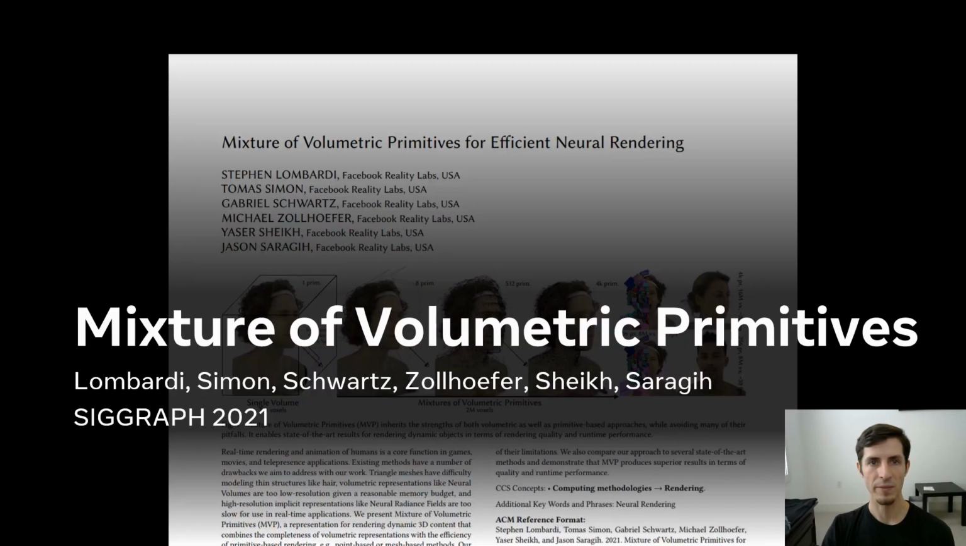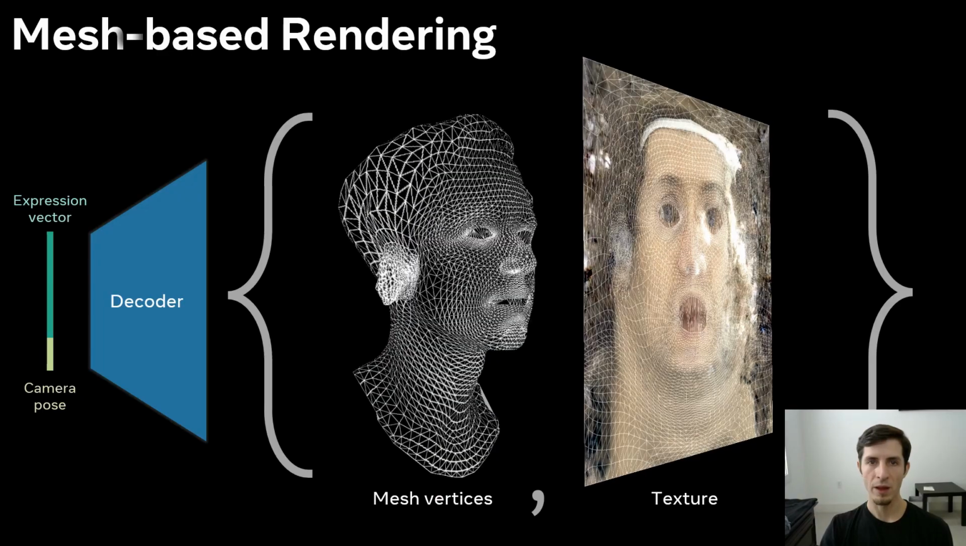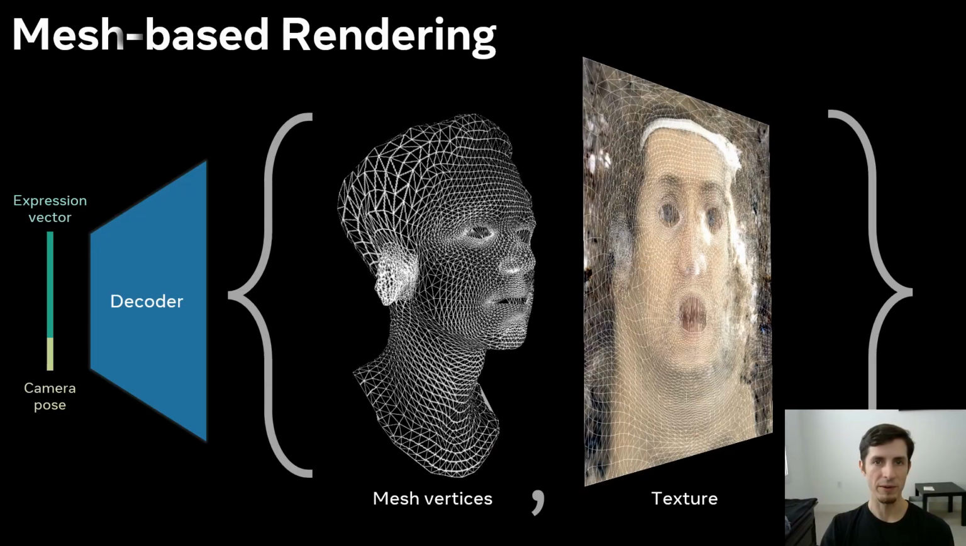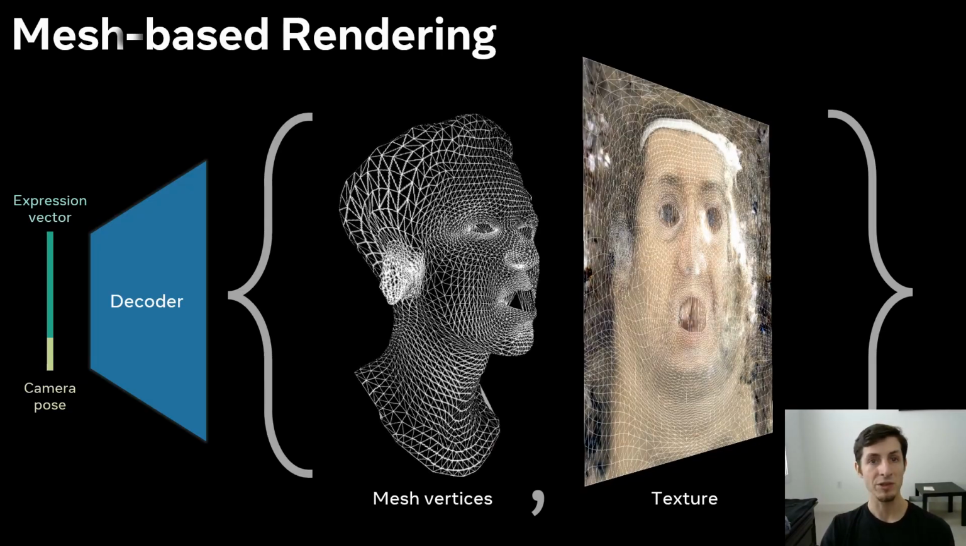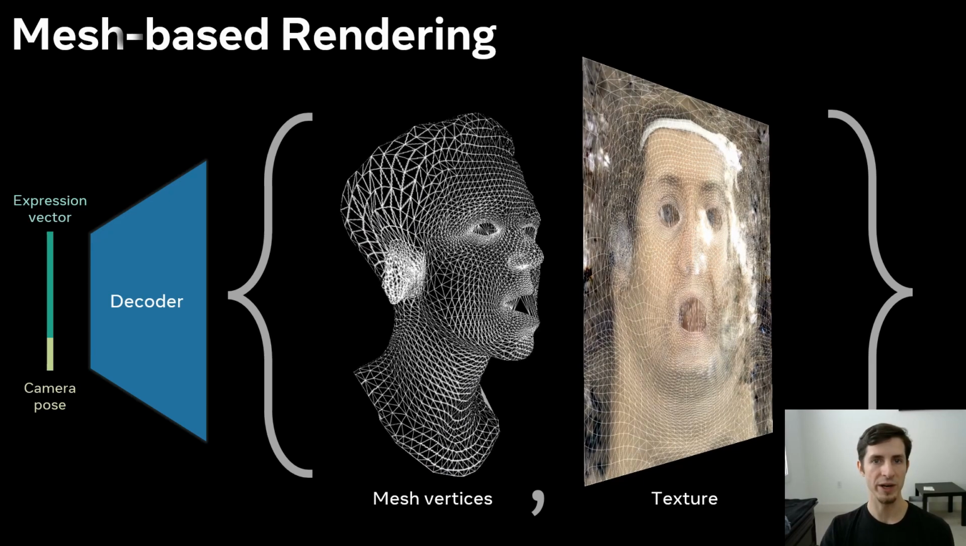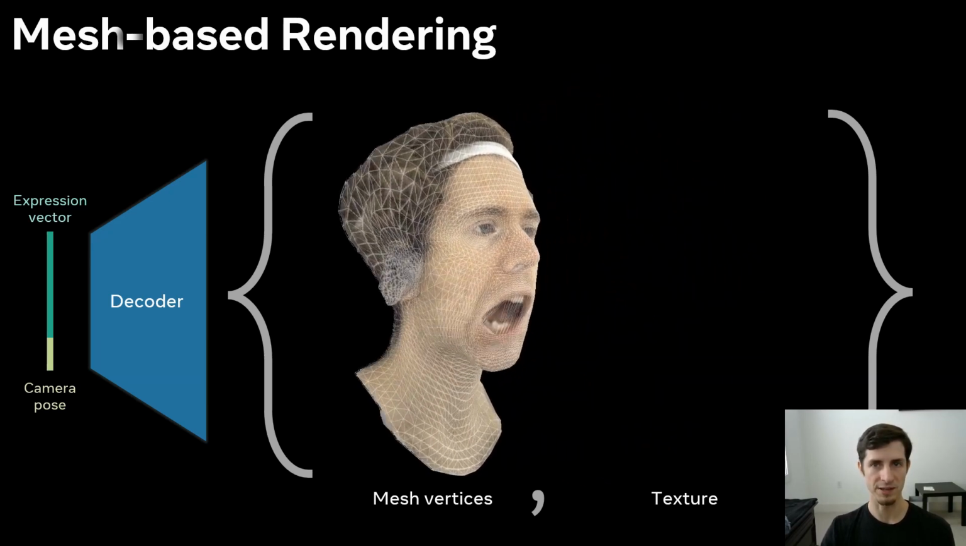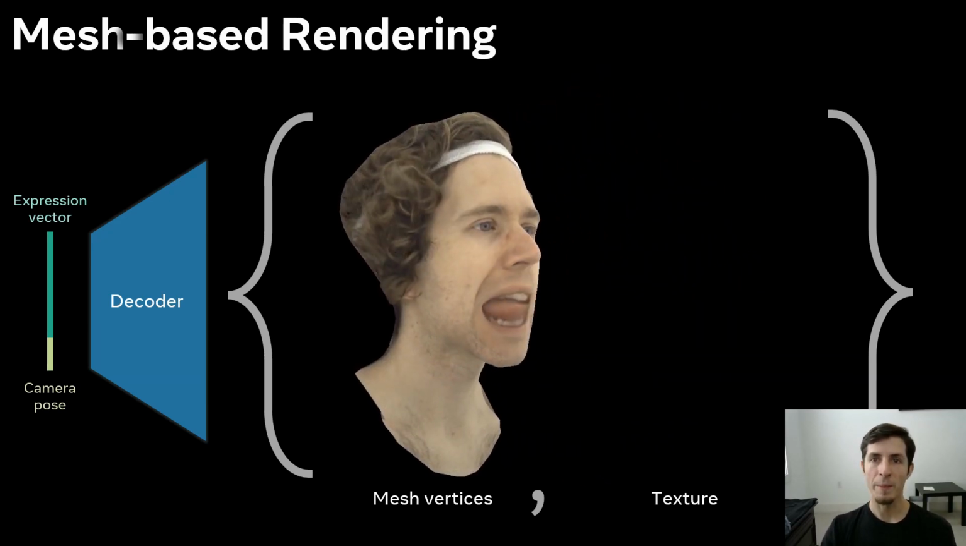So to address these limitations, we created a mixture of volumetric primitives. One of the reasons why deep appearance models gave compelling results is that using a mesh and texture means all the modeling capacity is concentrated on or near the surface of the face. However, when the mesh is wrong, the results look bad.